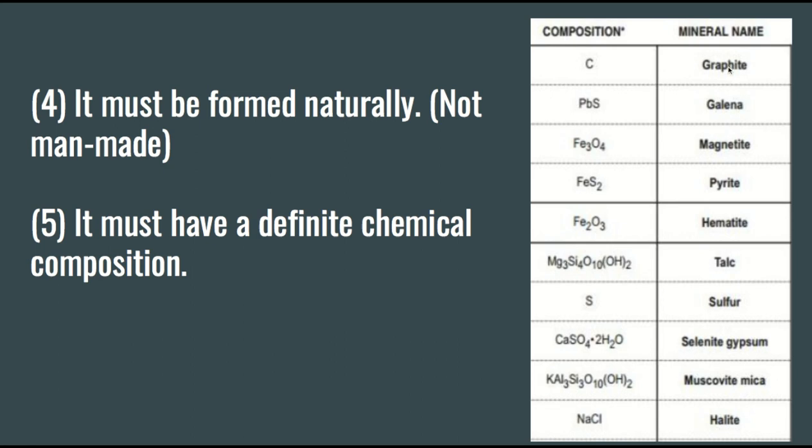So you see here, graphite is made of carbon. Galena is made of lead and sulfur. Galena will always be made of these two things. Graphite will always be made of carbon. And the difference between graphite, which is made of carbon, and diamond, which is made of carbon, is that the atoms are set up differently.